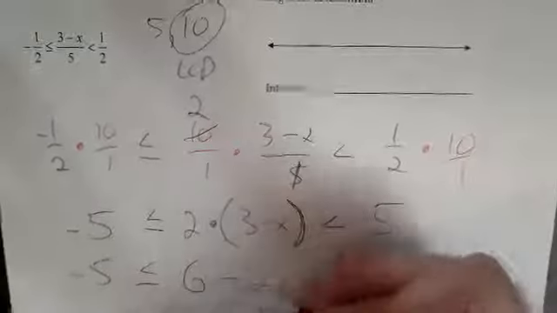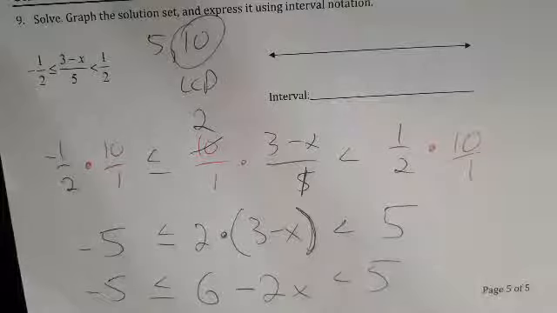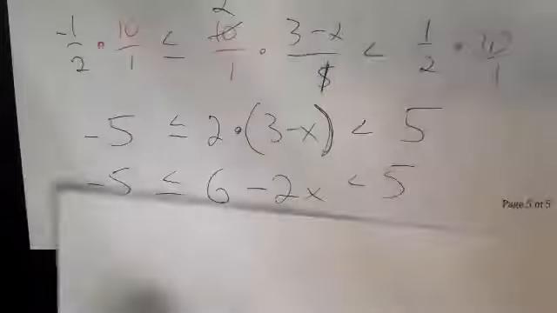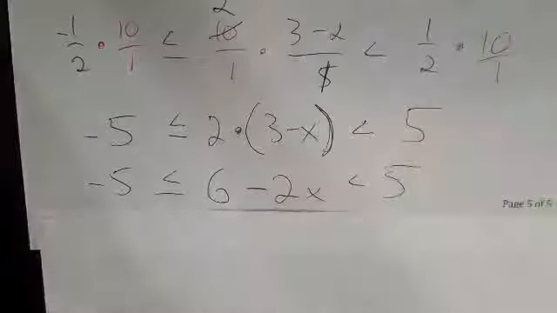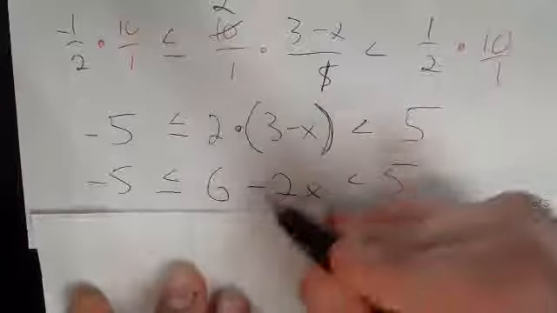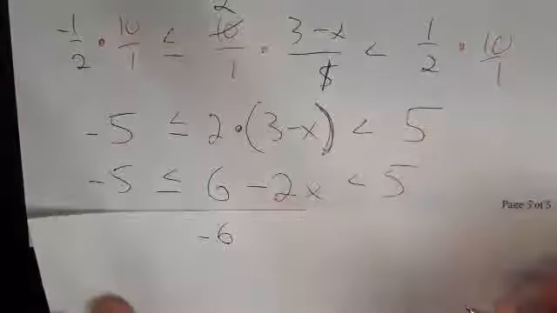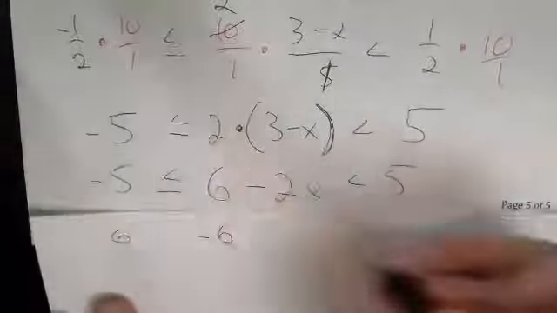Now I'm here. I'm looking at this, and I see 6 - 2x. I want to get that x all by itself. So to get the x all by itself, well, it's multiplied here, and then we've got addition and subtraction out here. I have to subtract that 6 from each side.